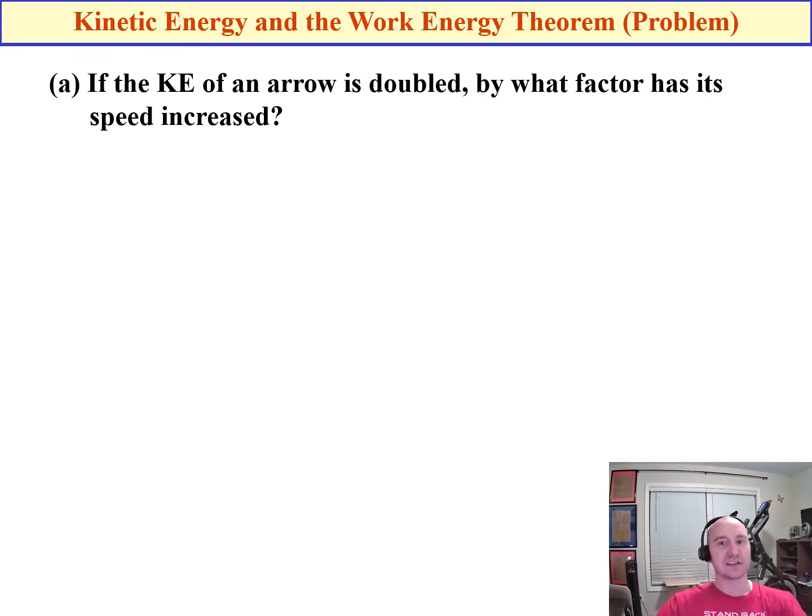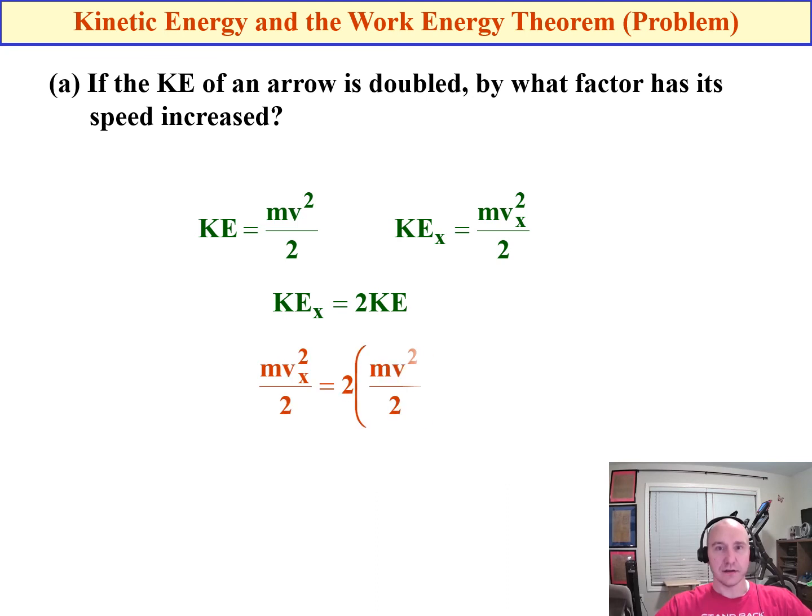Well, since speed is squared, then something squared has to equal 2. Now think about that. If something squared has to equal 2, then that something needs to be the square root of 2. So kinetic energy is mass times velocity squared over 2. In order to get twice the kinetic energy, we have to absorb this 2 into the velocity, which means it's got to be the square root of 2. So the new velocity would be equal to the square root of 2 times the original velocity.